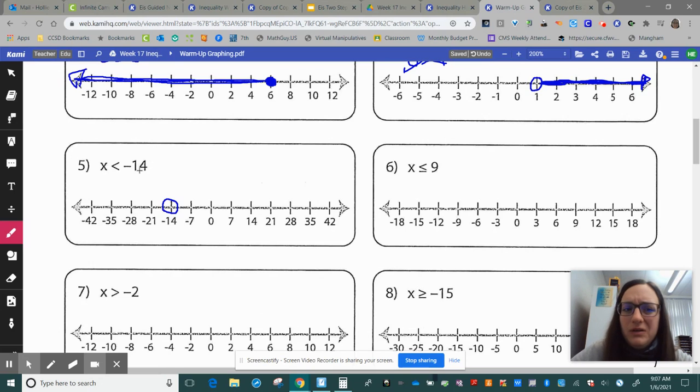No, 0 is bigger. That's nearly a whole number. So we color on the other side. The arrow goes the other way.